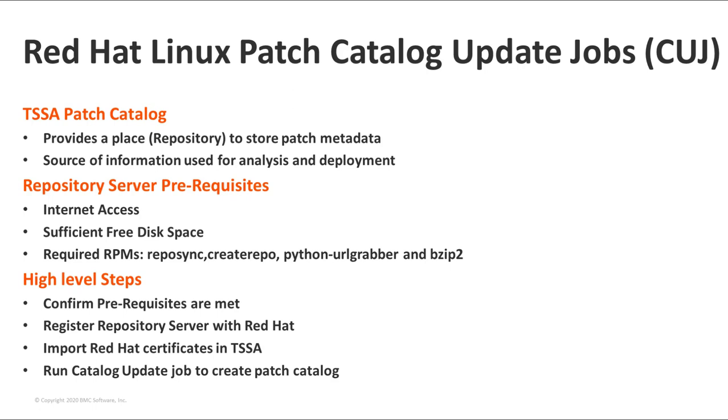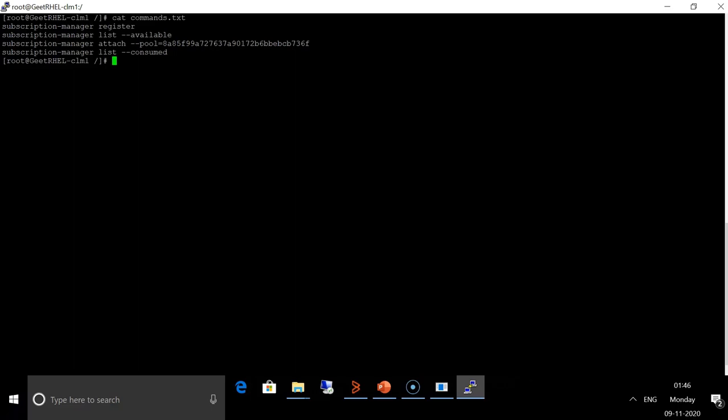The high-level steps are: ensure prerequisites are met, register the repository server with Red Hat, import Red Hat certificates in TSSA, run the catalog update job to create the patch catalog. We will now see how to create a patch catalog in TSSA. The first step to create a patch catalog is to register a server with Red Hat.